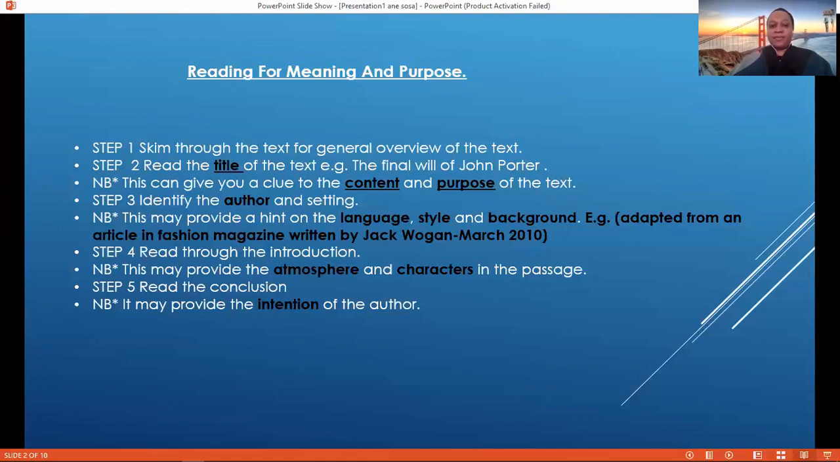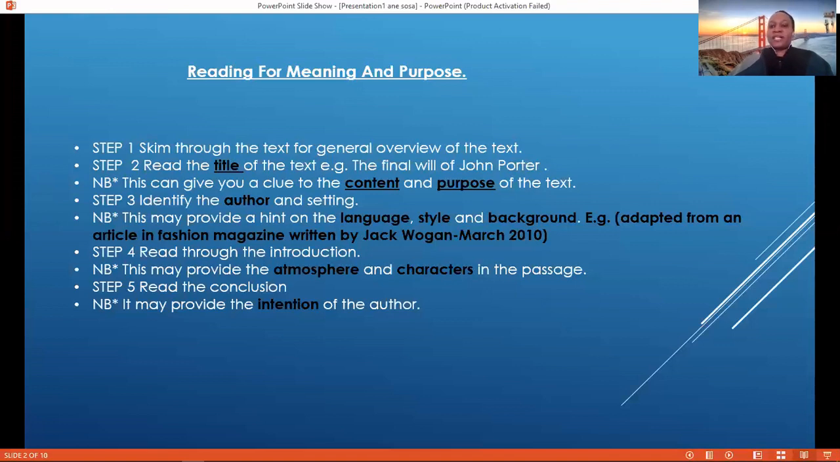Step number 3, identify the author and setting. Identify the author and the setting. Why so? Because it may provide a hint on the language style and background. For example, you look out for such statements maybe below the text as adapted from an article in Fashion Magazine written by Jack Wogan, March 2010.